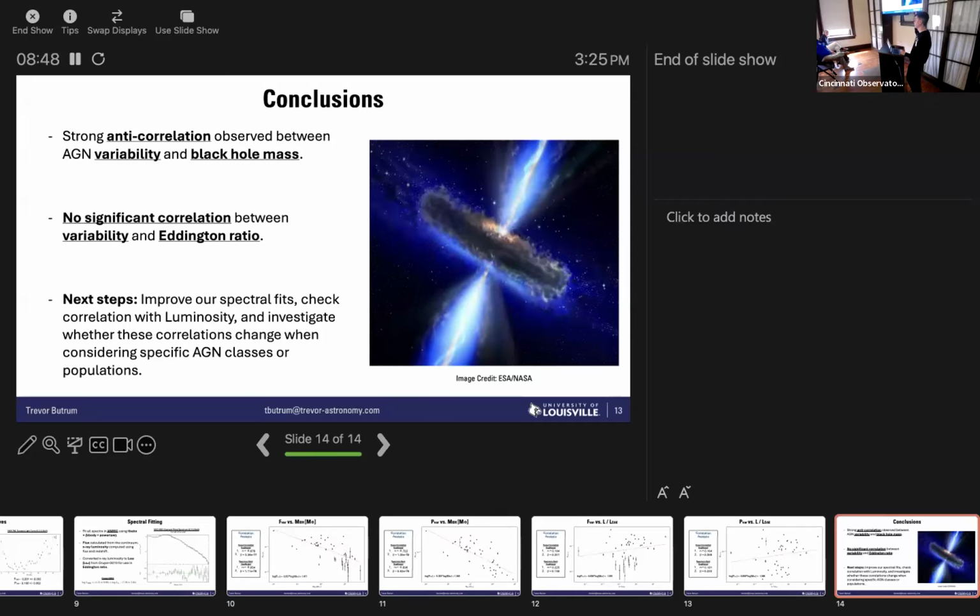This is what probably an undergrad will be doing with Dr. Group A. Probably improving the spectral fits, because they can probably be improved a little bit. Checking correlation with luminosity. Also investigating whether these correlations change with different AGN classes. But yeah, that is my talk. If you guys have any questions, please.